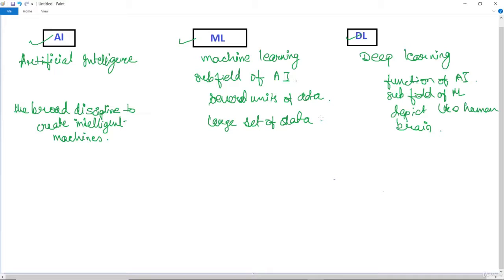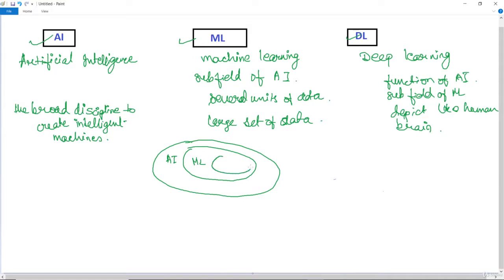Most AI work now involves ML because intelligent behavior requires considerable knowledge, and learning is the easiest way to get the knowledge. Now here I am going to display an image that is going to make you more clear about how AI, ML and DL interact. So AI is the overall set that comprises ML, and ML also consists of deep learning. So this is all about AI, ML and DL.